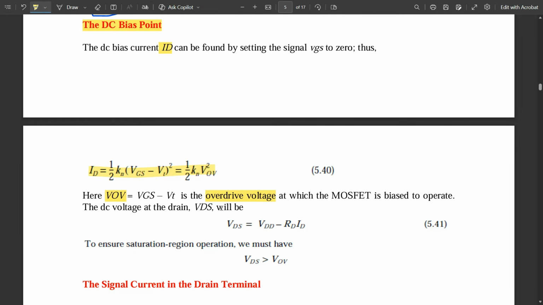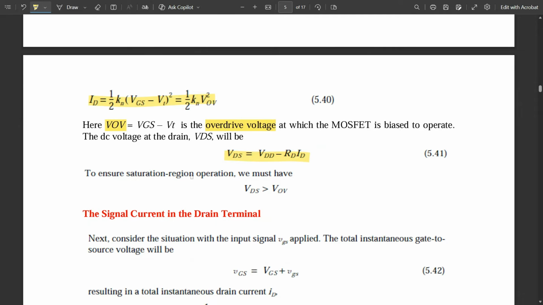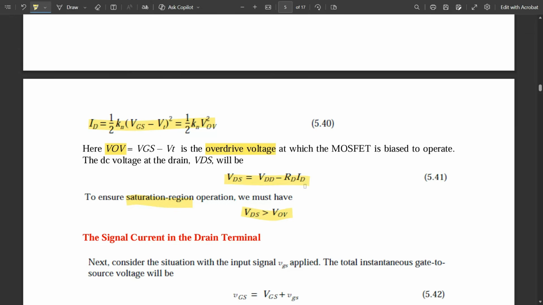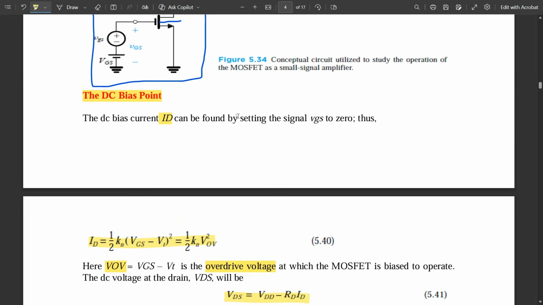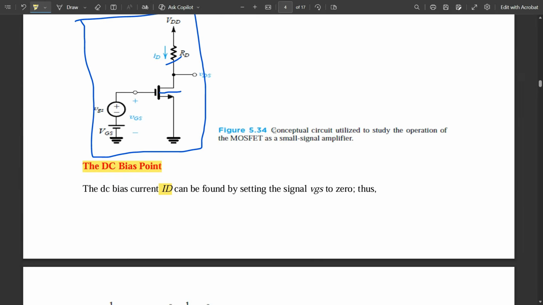The DC voltage at the drain, VDS, would be VDS is equal to VDD minus ID RD. We have seen this in the previous video. And to ensure saturation region operation, we must have VDS strictly greater than VGS minus VT. For the saturation region, this thing you should be remembering, that is VDS should be strictly greater than VGS minus VT, and VGS minus VT can be replaced by VOV. So that's why VDS should be greater than VOV. Okay, so these things you need to remember under the DC bias point for this simple small signal amplifier circuit.